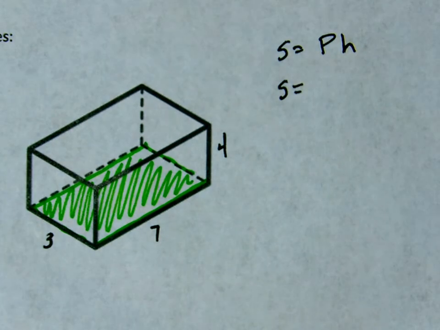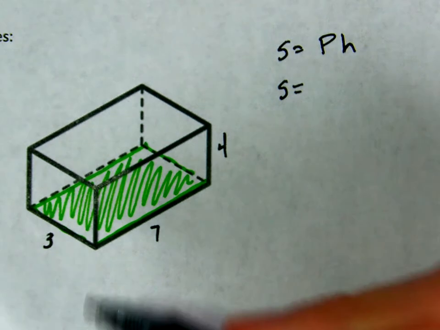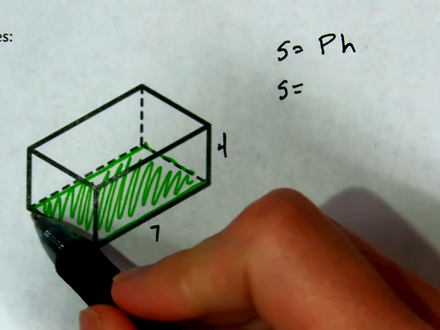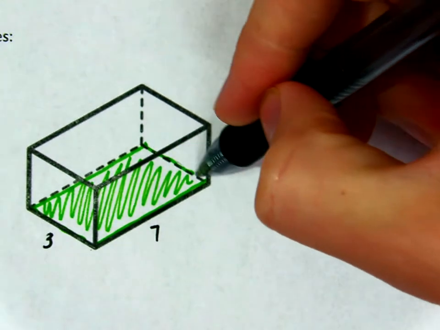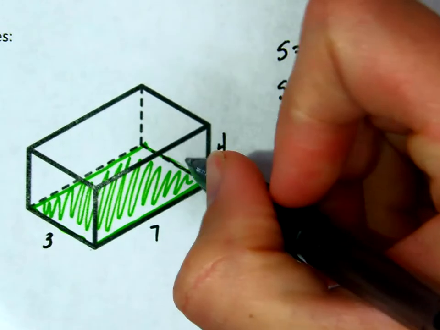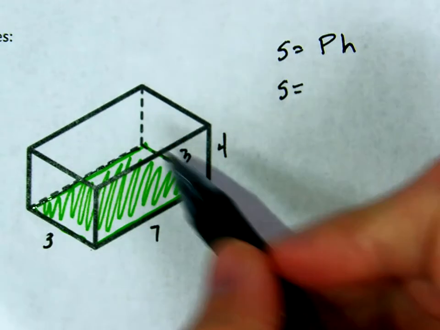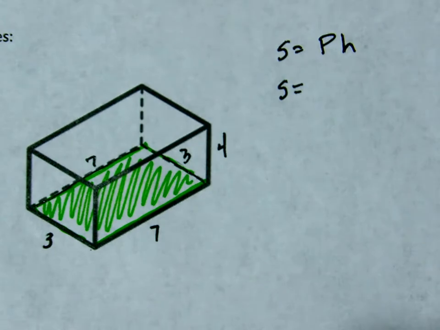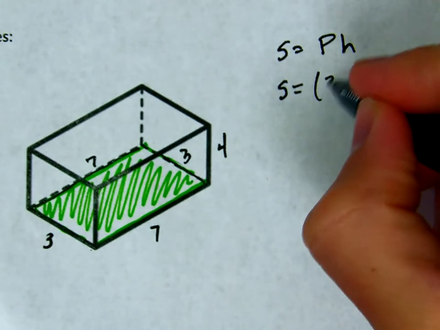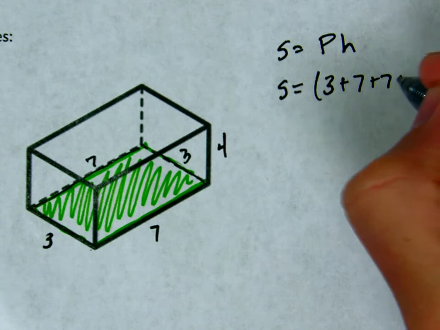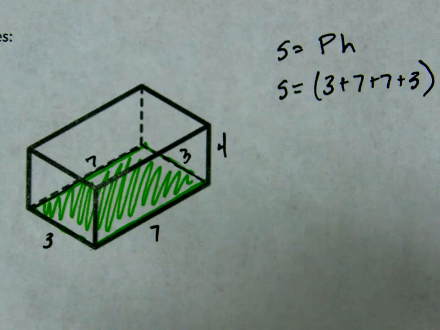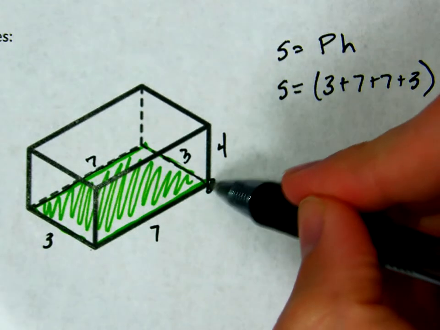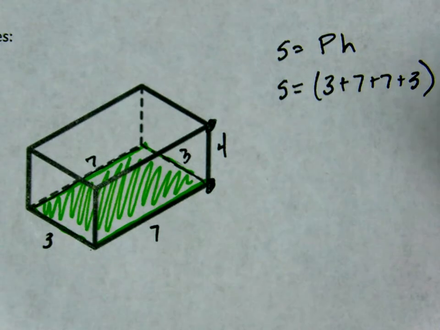Perimeter, remember, means add all sides. The sides of our base are 3, 7. This side right here should be the same as this side, 3. And this side here should match this side, 7. So perimeter, 3 plus 7 plus 7 plus 3. And then our height from base to base is 4.